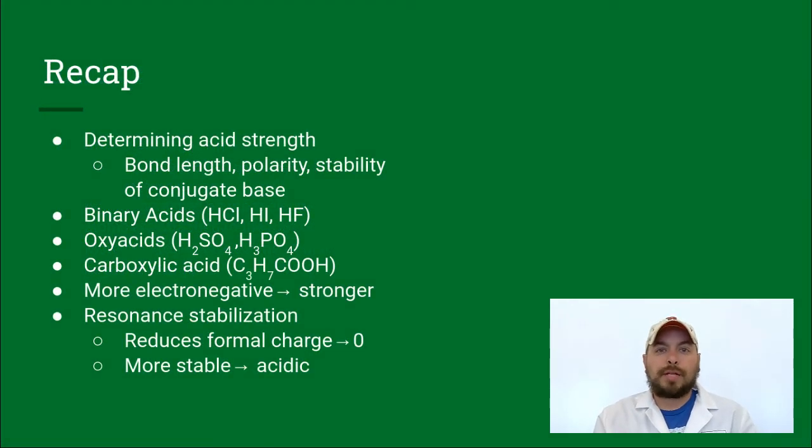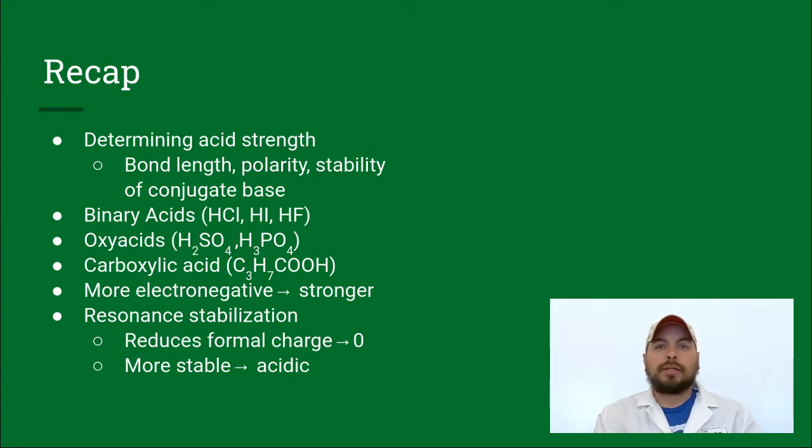So that wraps up today's video. Let's do a quick recap. Today we learned how to predict which of two acids would be stronger. In this video, we started by looking at the three real factors that can impact the strength of an acid: the length of the bond, the polarity of the bond, and the stability of the conjugate base.